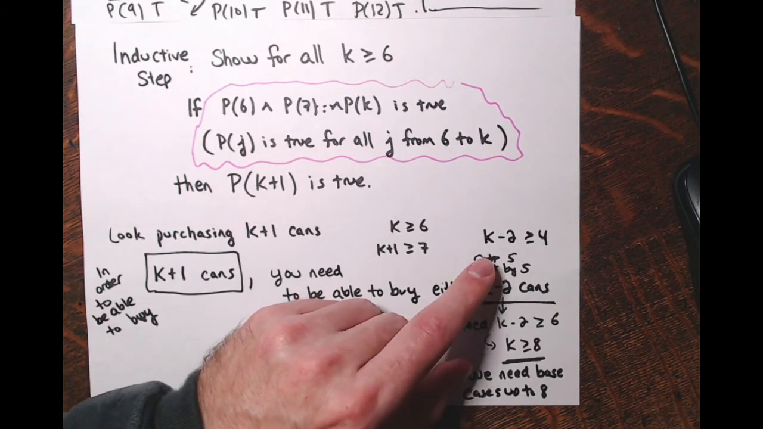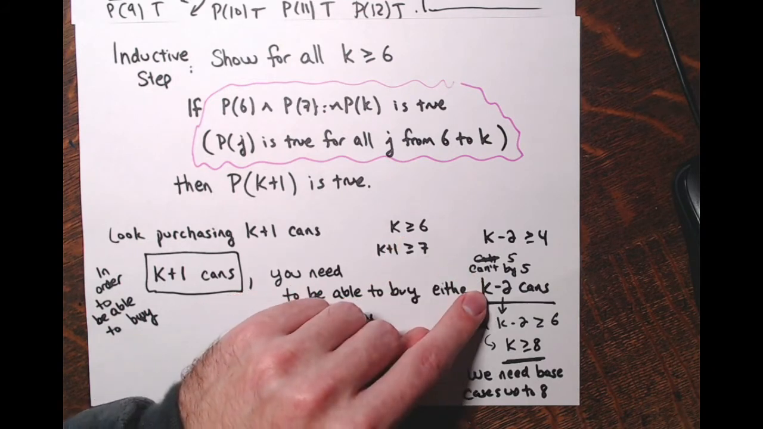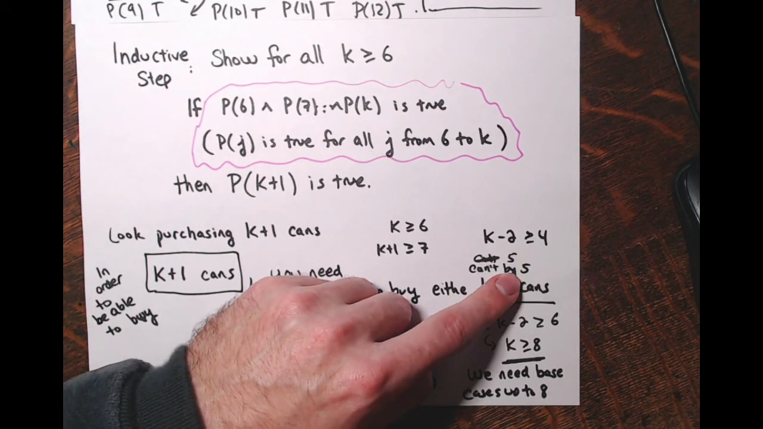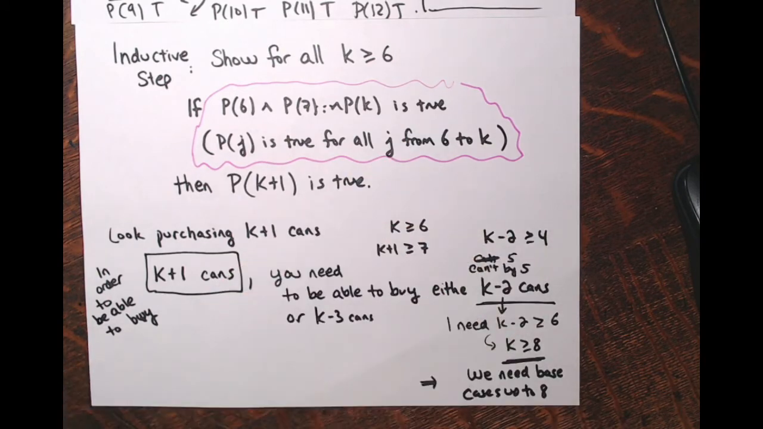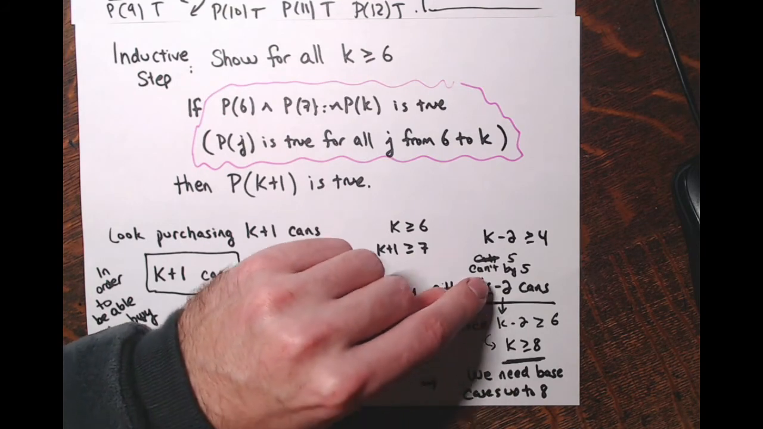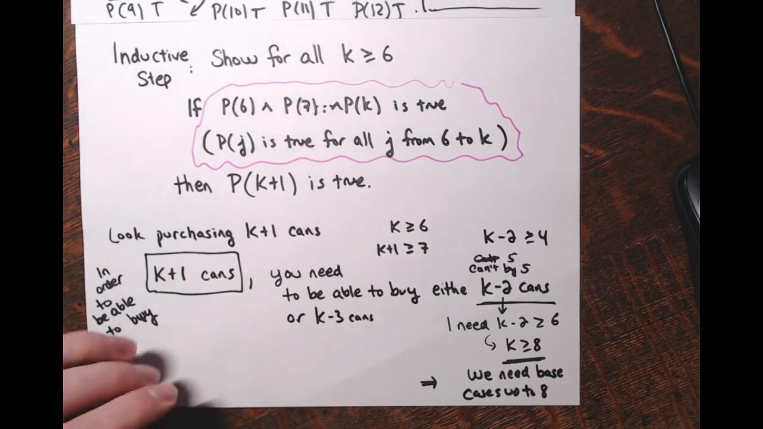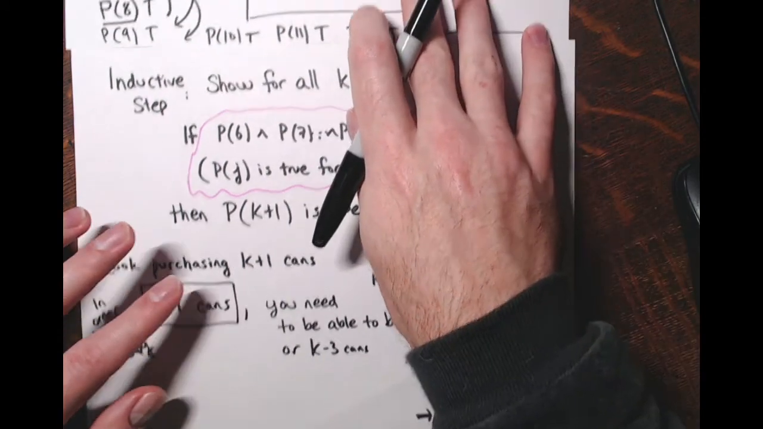But if my only base case was 6, k minus 2 would be greater than or equal to 4, but there's a number greater than or equal to 4 we know you can't buy, right? 5. What if k was 7? 7 minus 2 is 5. You can't buy 5 cans. So I want k minus 2 to be greater than or equal to my lowest base case, the value of 6. And the only way that's going to happen is if k is greater than or equal to 8. So I need base cases up to 8.